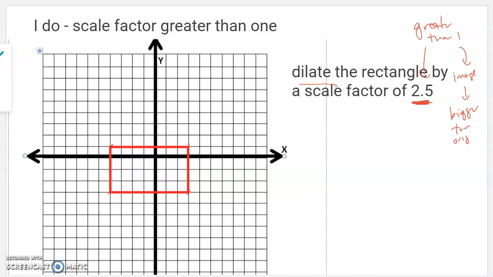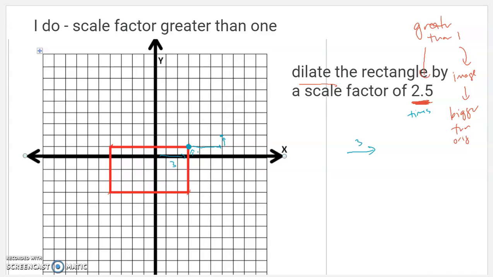Here's how you do it. To get to, say, this point on the rectangle, I would go to the right 3 and up 1 to get to that point. So to dilate it by a scale factor of 2.5, I'm going to do that this many times. I'm going to go over 3 and up 1 2.5 times. So 1 to get there, over 3, up 1 a second time. Now I'm here. Now I'm going to go over 3 and up 1 half a time.